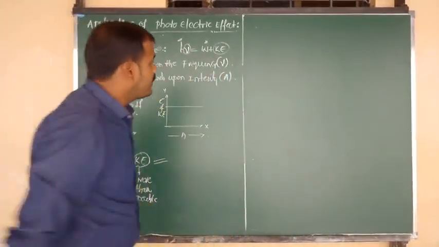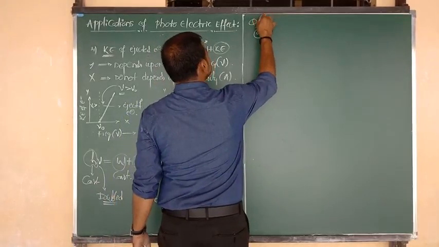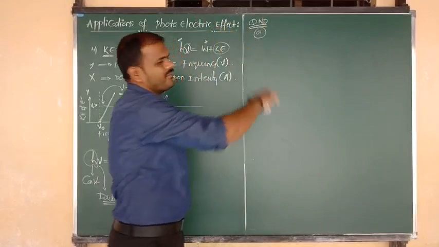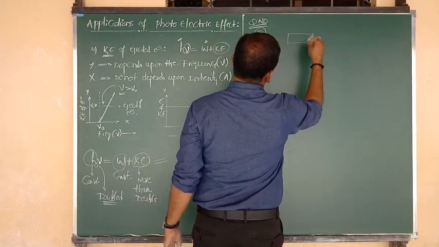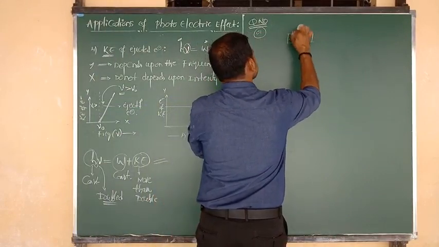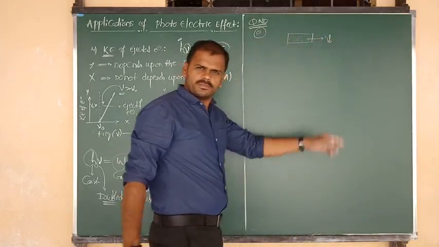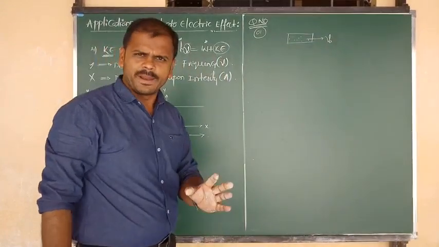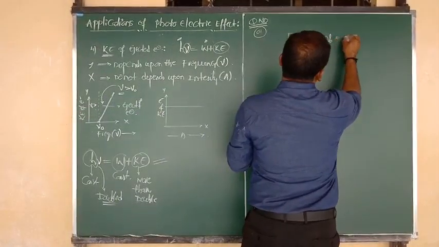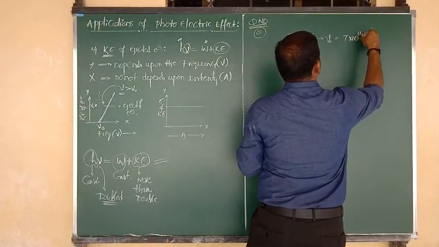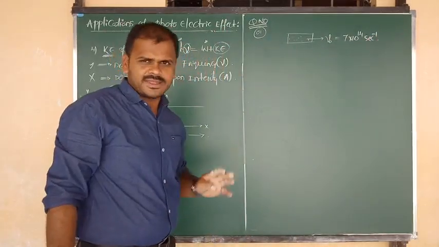So question number 1 I am going to discuss now. Problems based on the photoelectric effect. Number 1 question: suppose it is a metal surface, and the metal surface has a particular frequency called the threshold frequency. They have given the value of the threshold frequency, suppose 7 into 10 to the power of 14 second inverse. The metal's threshold frequency is given.